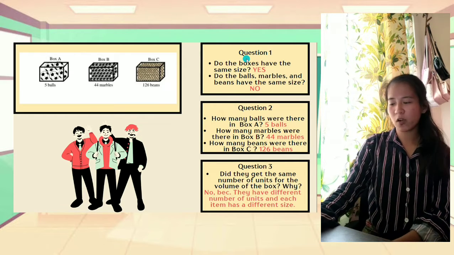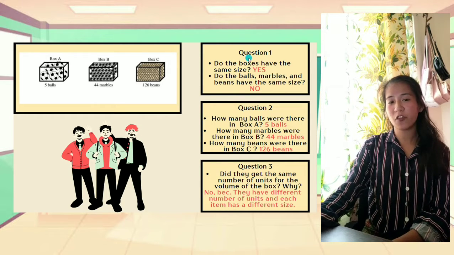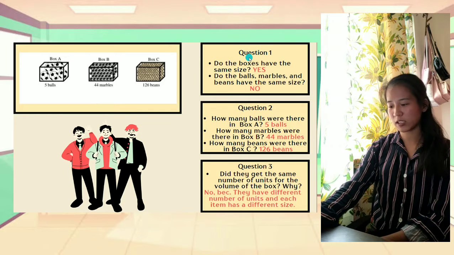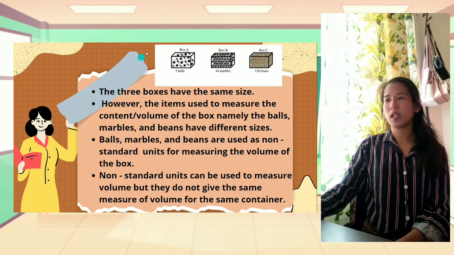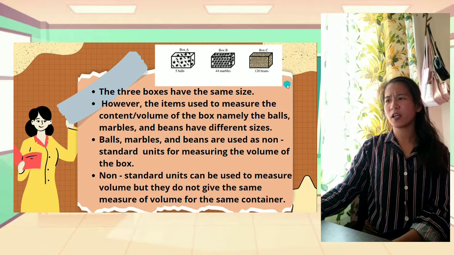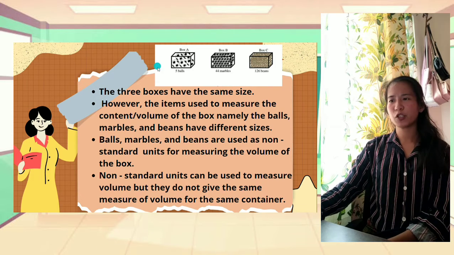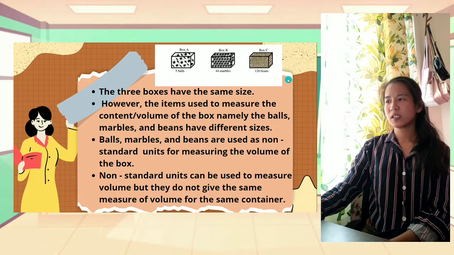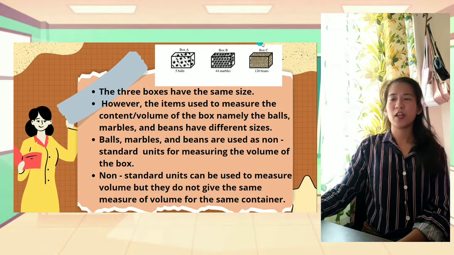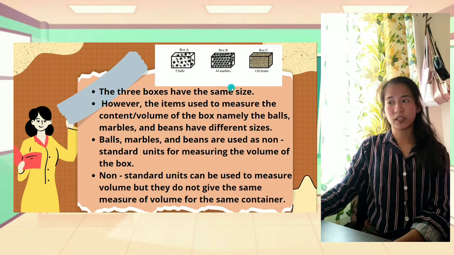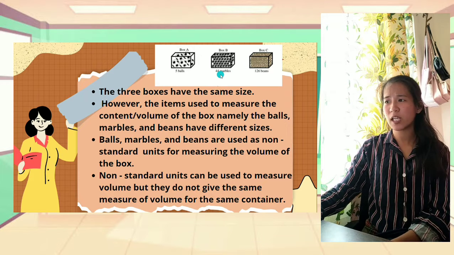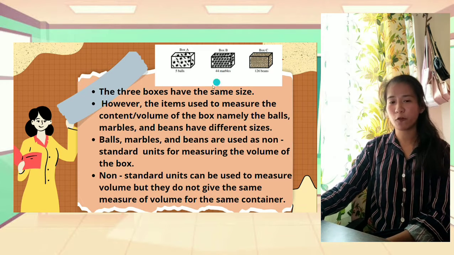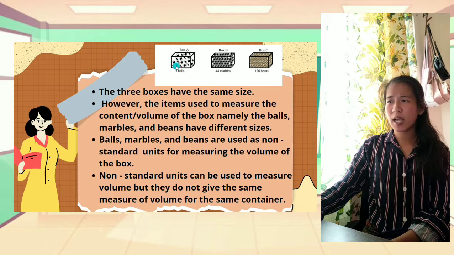For you to understand the topic, let me explain the concept of this lesson. Try to visualize this picture, from the previous picture. Let me discuss why. The 3 boxes have the same size. Boxes A, B, and C have the same size. Look carefully, class. Of course, they have the same size.